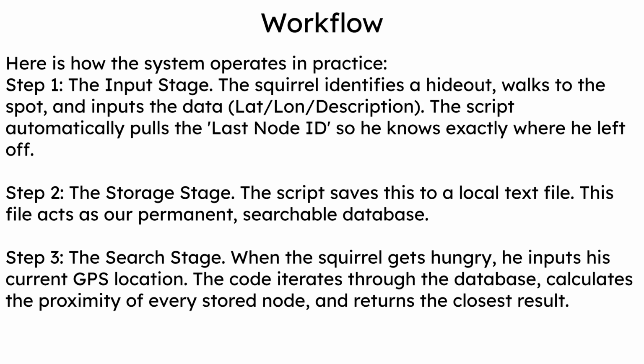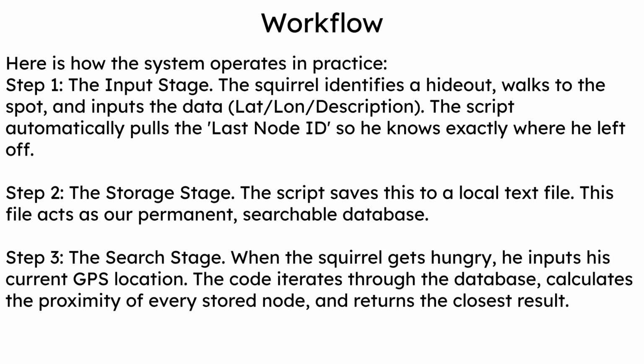Workflow. Here is how the system operates in practice. Step 1. The input stage. The squirrel identifies a hideout, walks to the spot, and inputs the data: latitude, longitude, description. The script automatically pulls the last node ID, so he knows exactly where he left off.